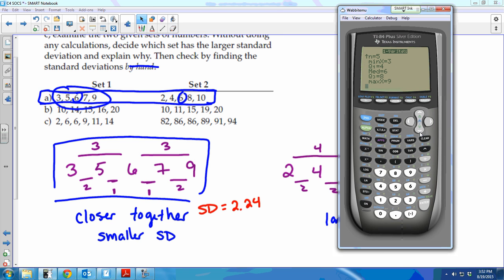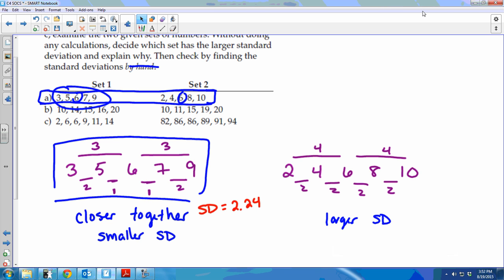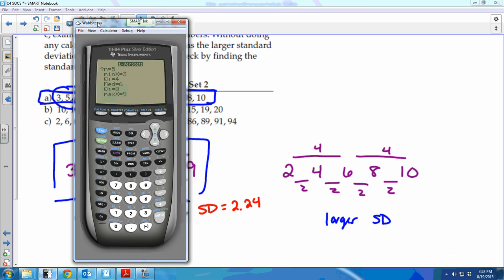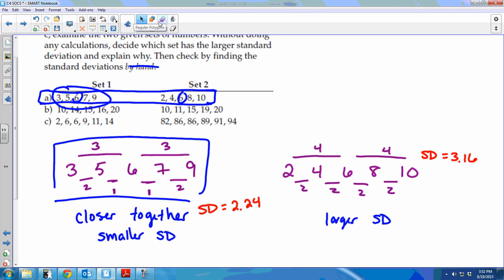So let's look at the second set. The first set had a standard deviation of 2.24, and we said it should be smaller. So if we're going to the second set, I can go back to Stat, Edit, and this time I can change my list. I can clear it, not delete it, and put 2, 4, 6, 8, 10 in there. And then I can Stat, Calc, one variable statistics. I put it all in list 1. It says the mean was 6, but this time the standard deviation was 3.16. So we've confirmed that the standard deviation was larger in the second set.